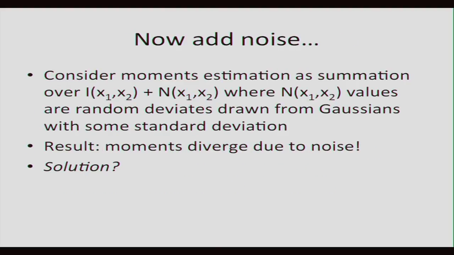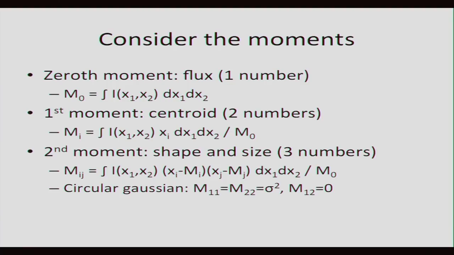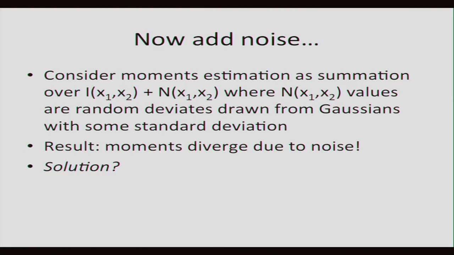But there's a problem, and you can think about this if you imagine adding noise to this image. You can think of the noise field as being added to the idealized light profile. So we now have an idealized light profile, this I of x1, x2, plus a noise field, where the noise field values are random deviates drawn from some distribution, Gaussian or Poisson, with some standard deviation. So it turns out if you do this moments estimation in an image that has a galaxy at the center with low signal to noise, and there's noise in every pixel, these moments diverge because you're adding over an awful lot of pixels that are just dominated by that noise. And you can write down the expected signal to noise of these moments, and it's very bad. This is not a practical way to estimate shapes in the presence of noise.